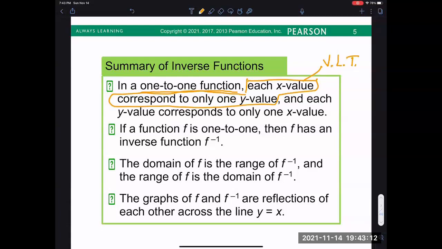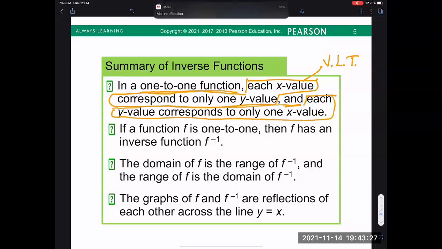And that's why it's a function. But to be a one-to-one function, the "and" part comes in. So not only does that happen, but each y value corresponds to only one x value. That part means that it passed the horizontal line test.